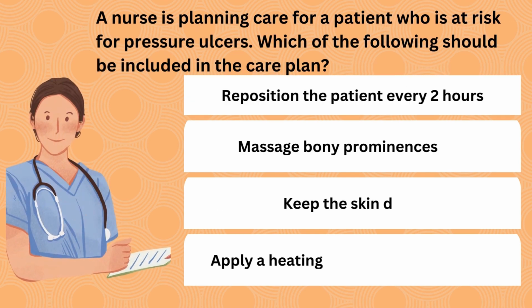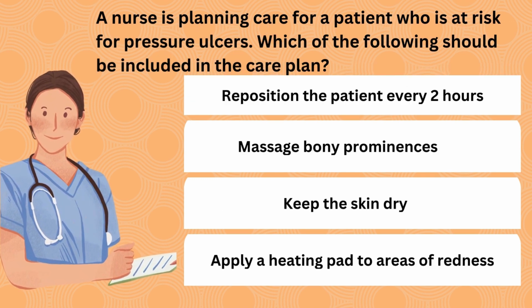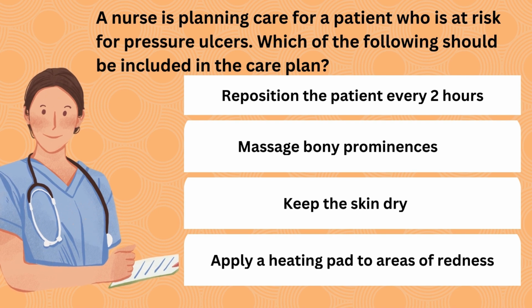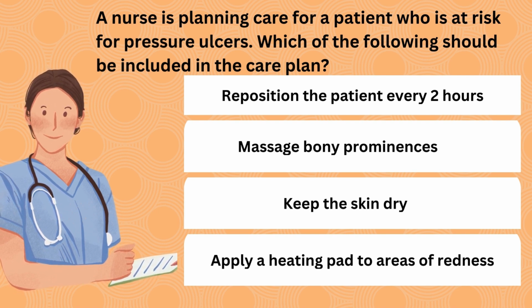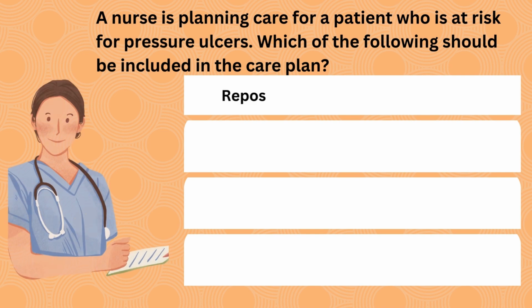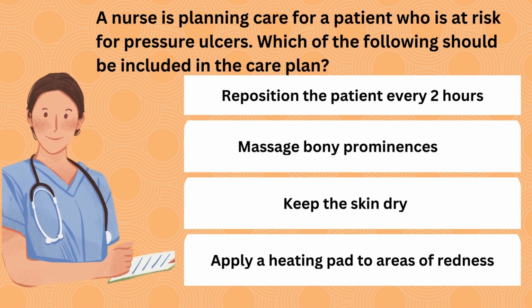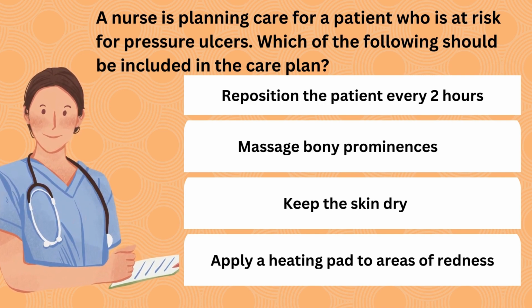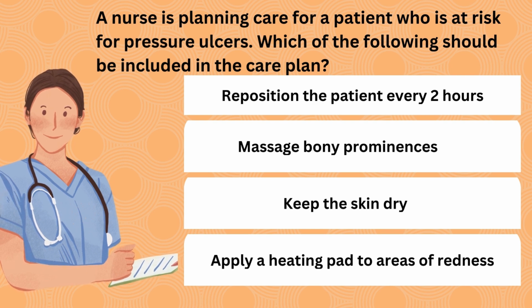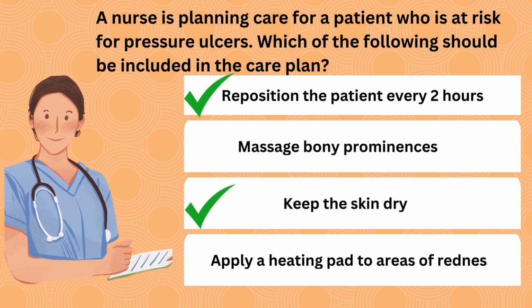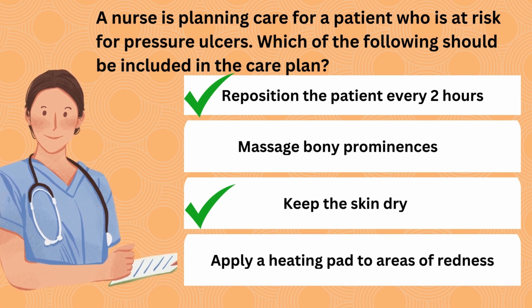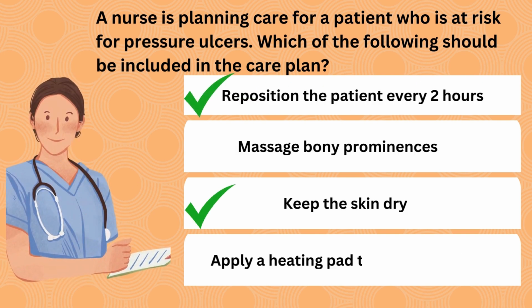Question 10. A nurse is planning care for a patient who is at risk for pressure ulcers. Which of the following should be included in the care plan? Is it A. Reposition the patient every 2 hours. B. Massage bony prominences. C. Keep the skin dry. D. Apply a heating pad to areas of redness. The correct answers are A. Reposition the patient every 2 hours. C. Keep the skin dry.